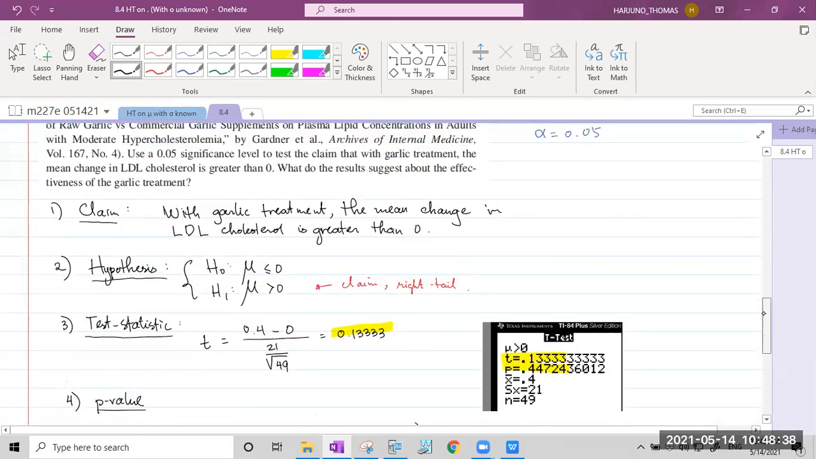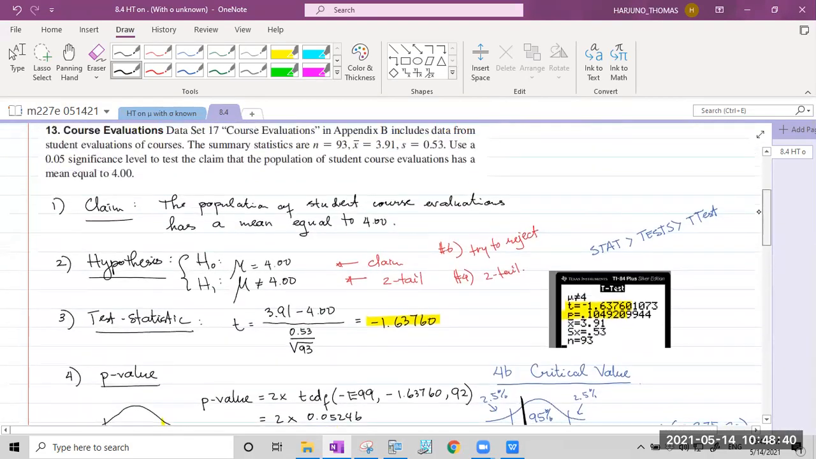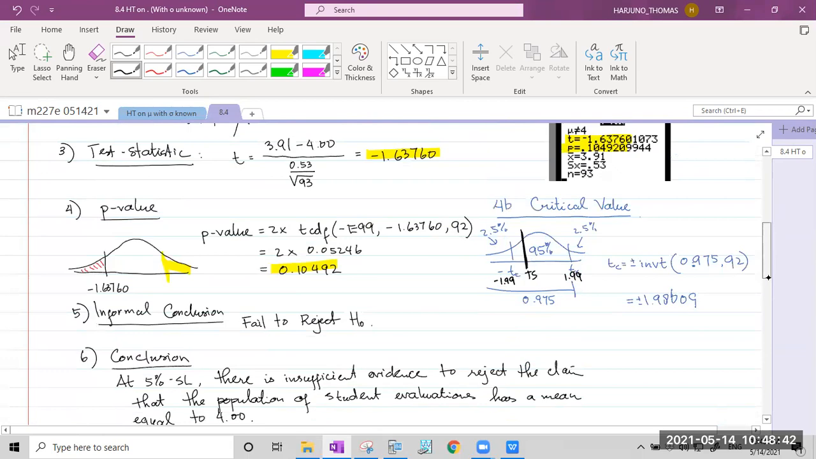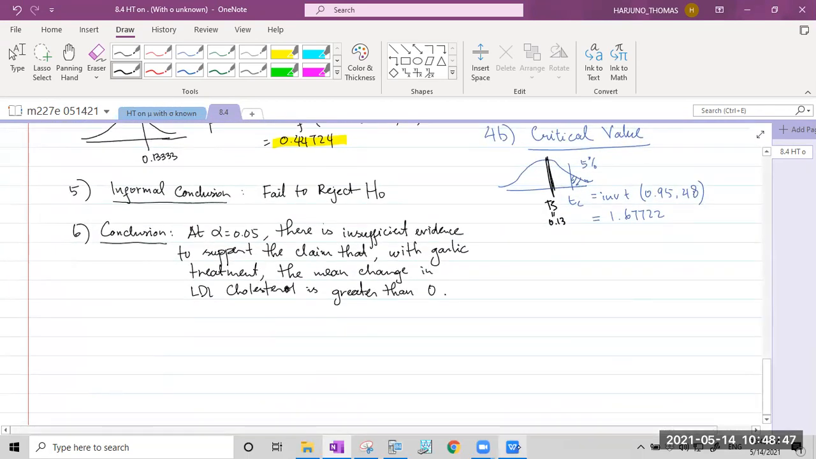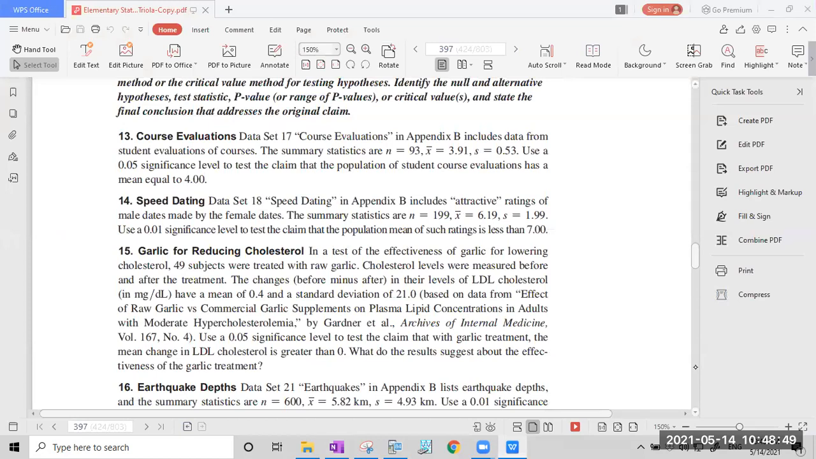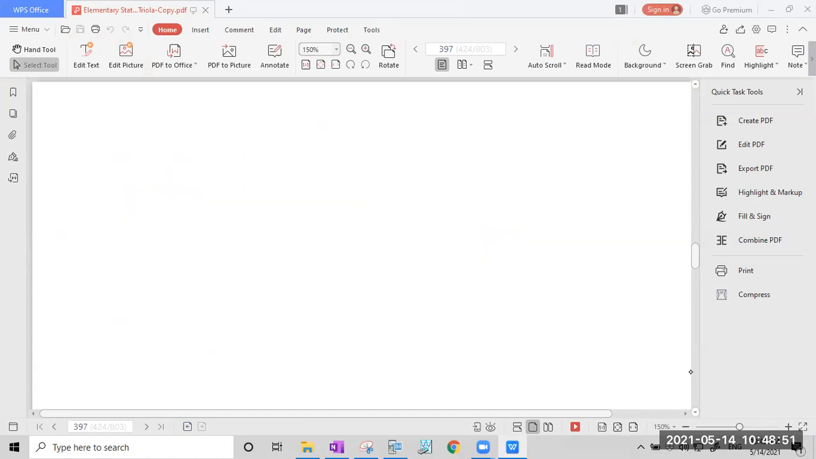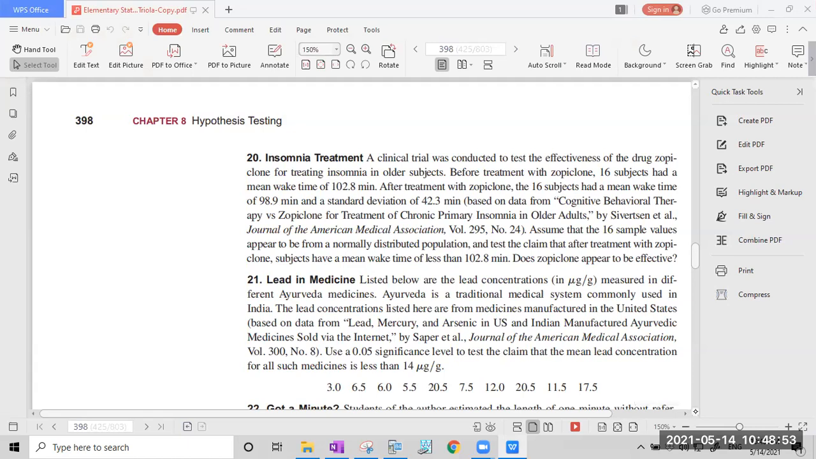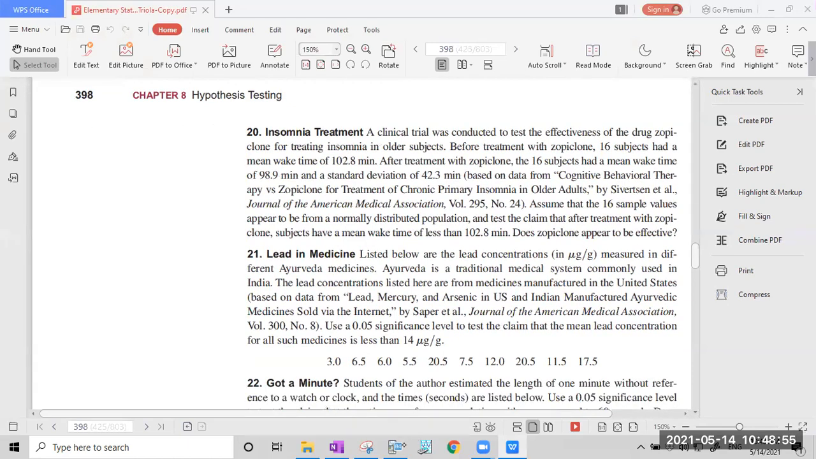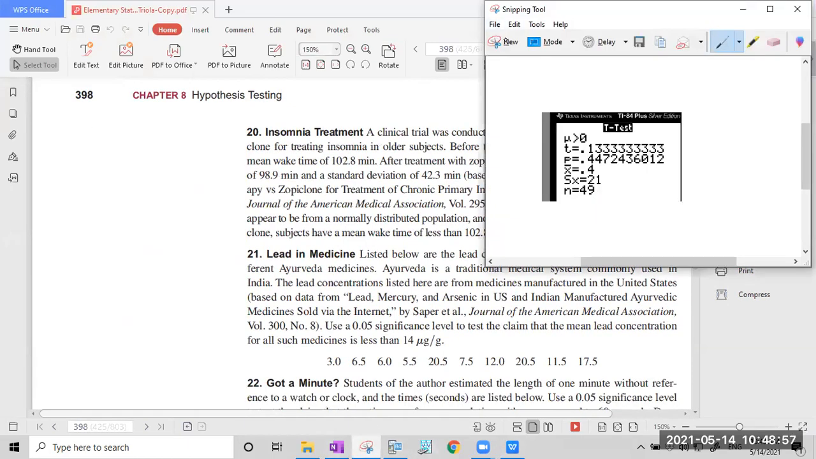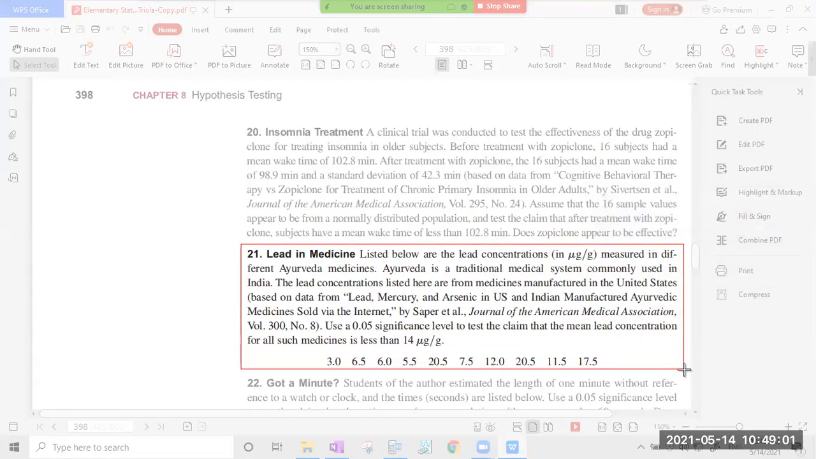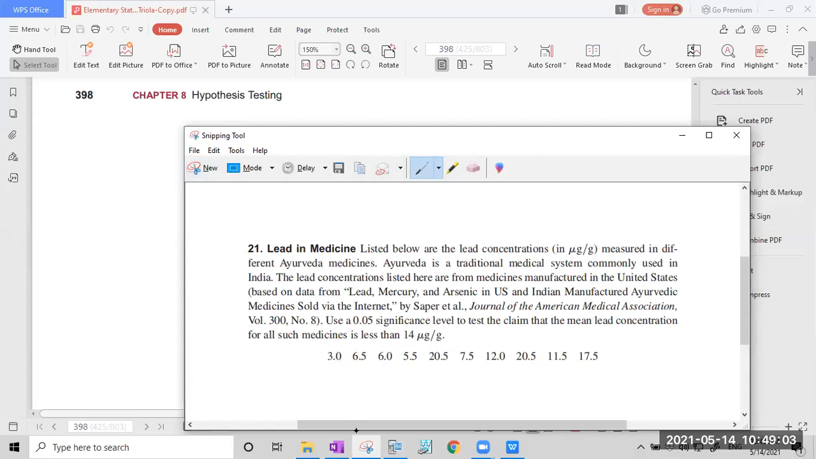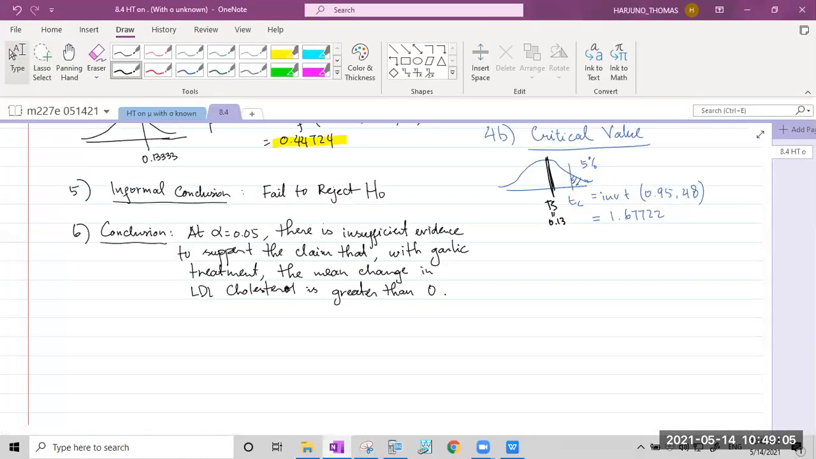So far in the last two questions, they give us the sample mean and sample standard deviation. Let's find a question where those are not given, but they give us the data. Let's say number 21.